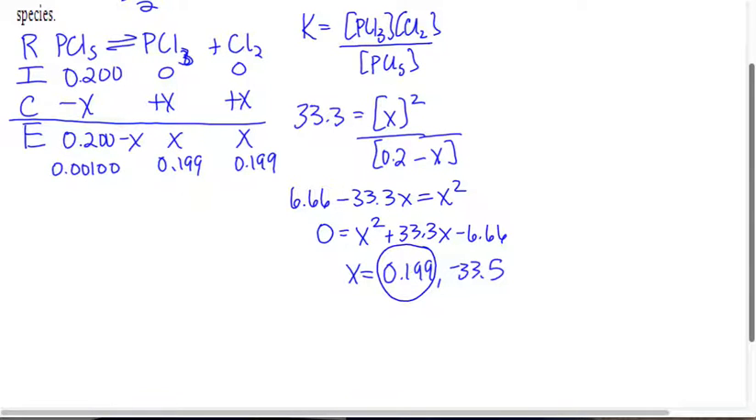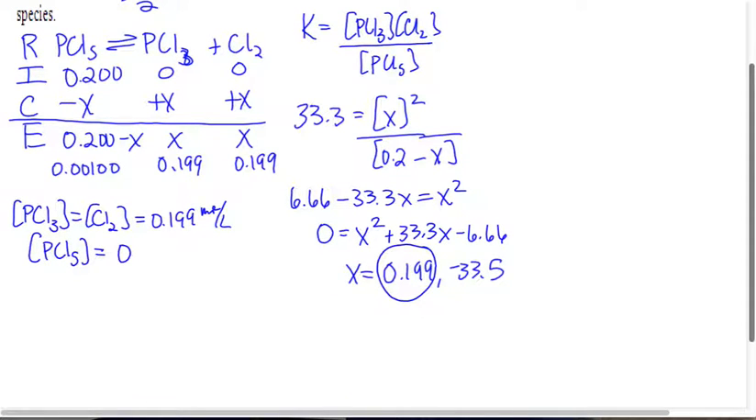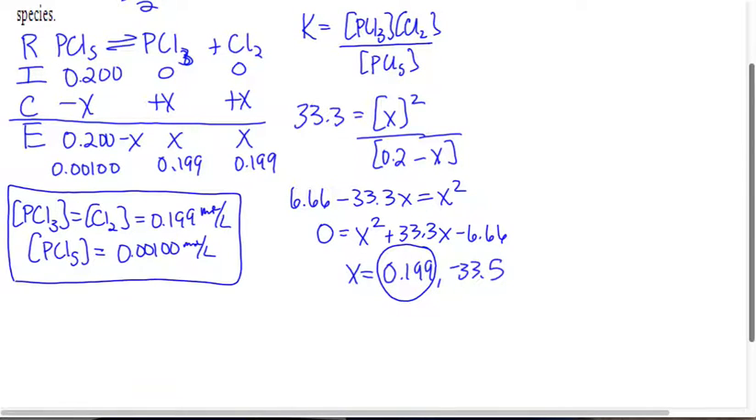So, am I going to leave my answer like this? Nope, we're going to write our little thing out. You can do a little shortcut. You could write PCl3 is equal to Cl2, which is equal to 0.199 moles per liter. And then your PCl5 is equal to 0.00100 moles per liter. And there is your answer.